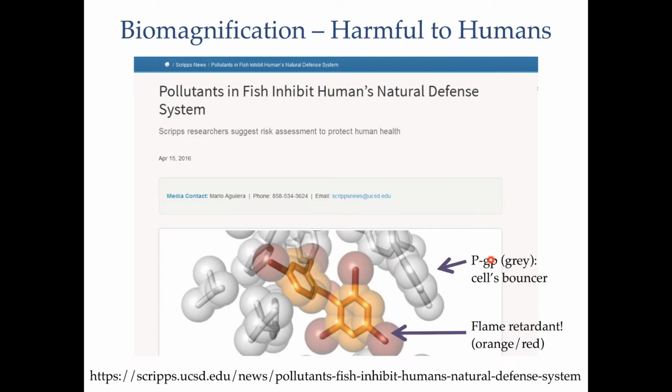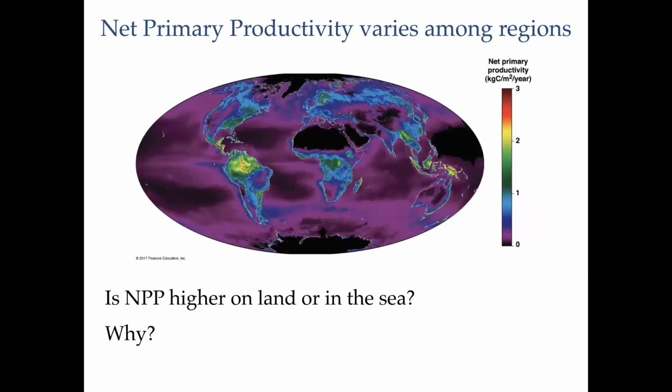And what we saw is that most of these pollutants actually bind to the PGP and do not let the protein work properly. And so we are risking being overloaded with substances that will not allow our bodies to defend ourselves by eliminating the normal toxins that we would need to. So have a look at this article. It's really a very interesting example of how biomagnification can be really harmful to humans as well.